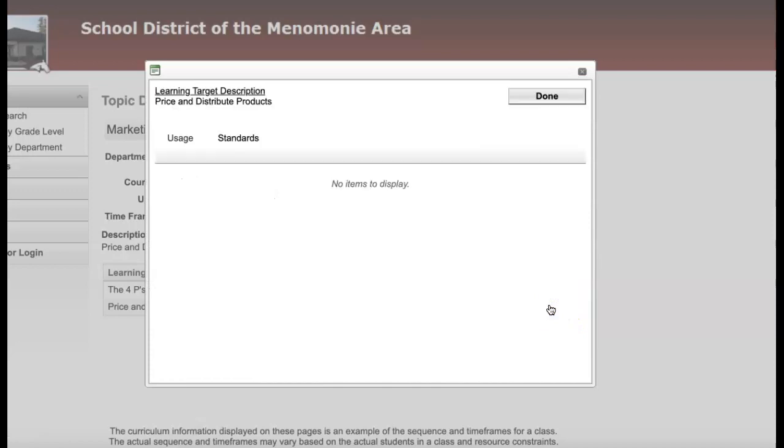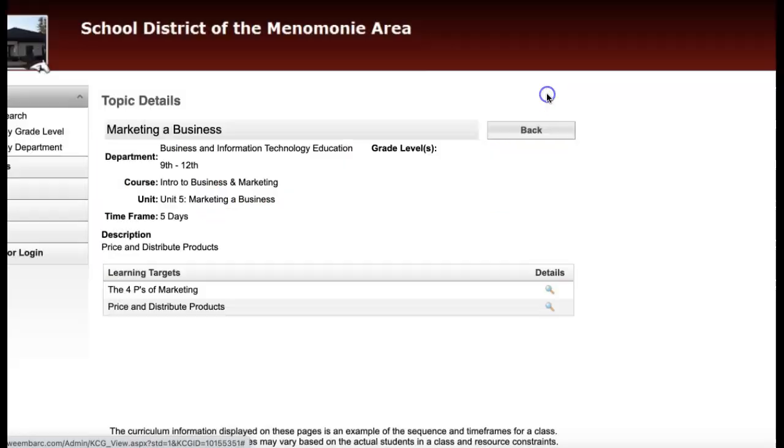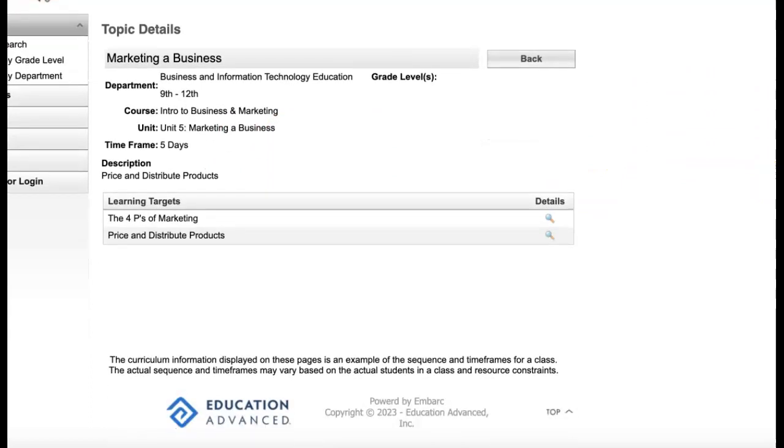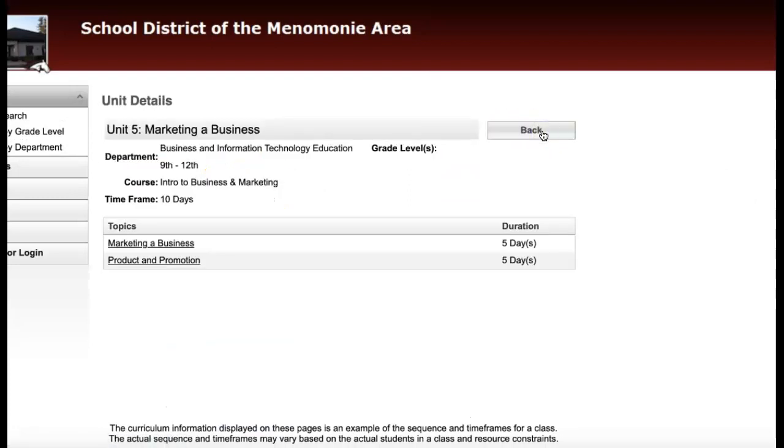Let's see if there are any details in here. Usage standards. Okay, so that doesn't really help us too much there. But this is very specific. Now, from here, typically you can go in and develop your own lesson plans. We're going to go back here again. And so you know you're going to be spending 5 days on marketing and 5 days on product and promotion.